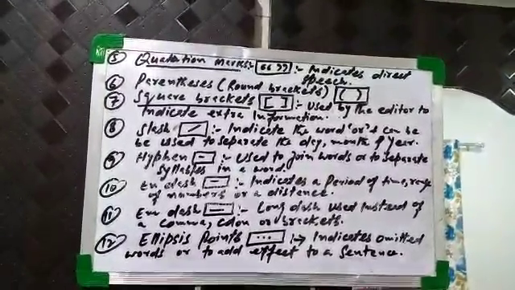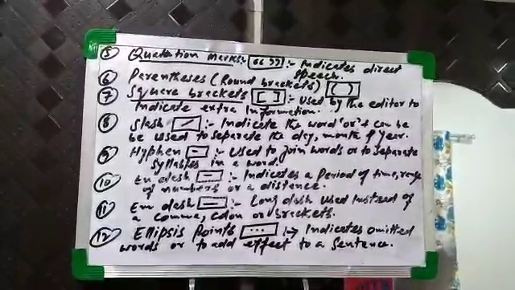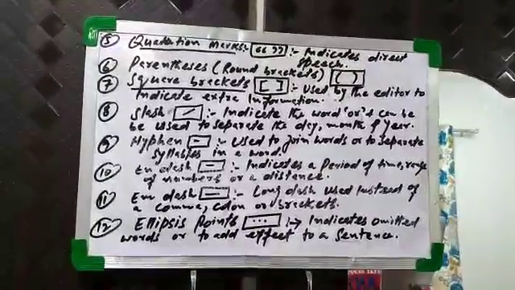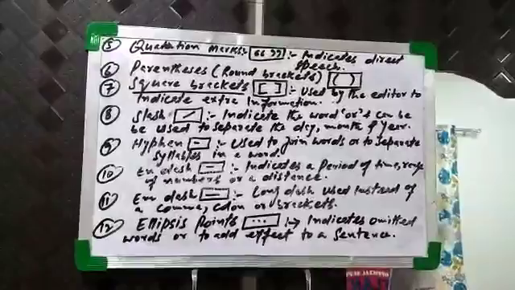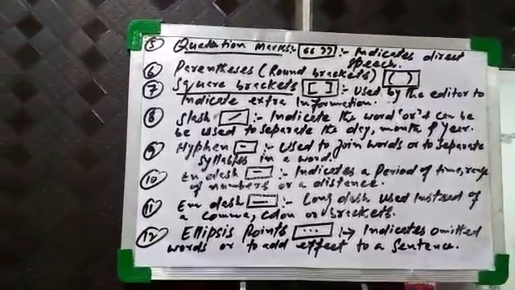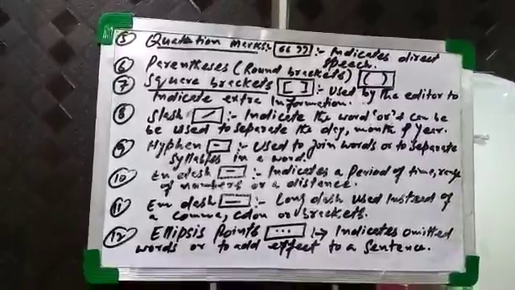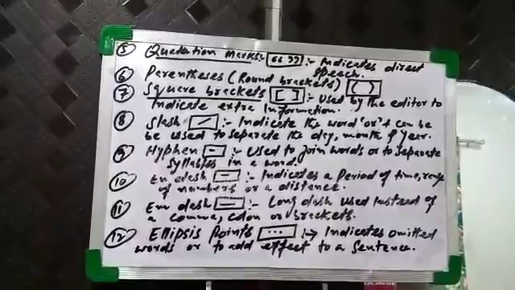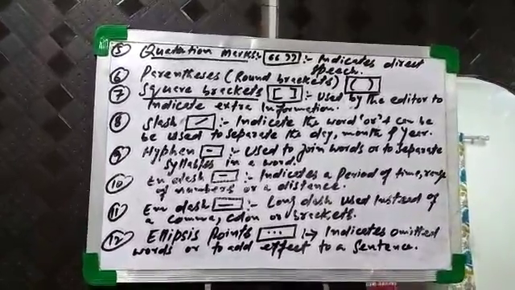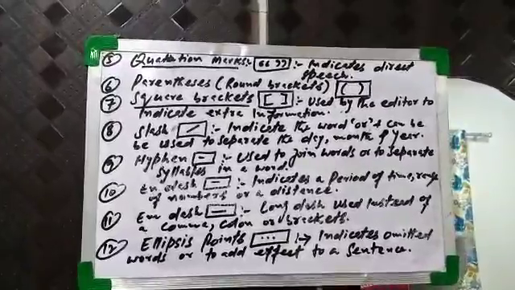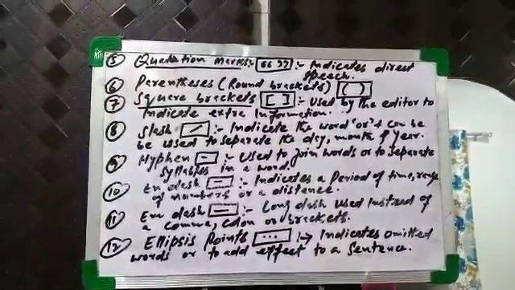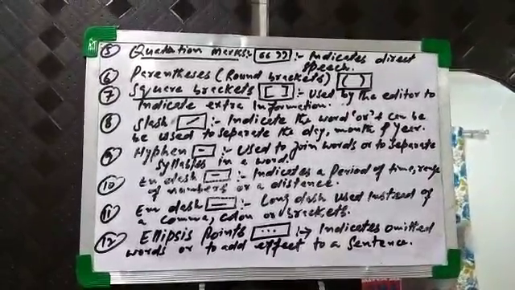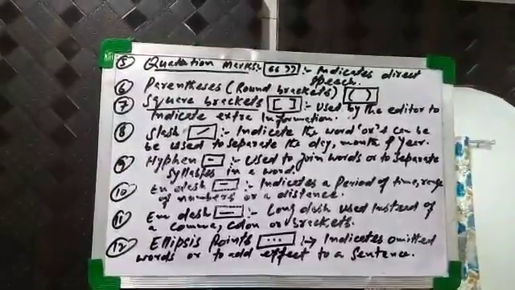One more punctuation mark is the slash. The forward slash is used to indicate the word or, and can be used to separate the day, month, and year. For example, please explain to the lawyer when she/he arrives. In this example, the forward slash is used to indicate the word or. The date today is 17/04/2020. In this example, the forward slash is used to separate the day, month, and year.